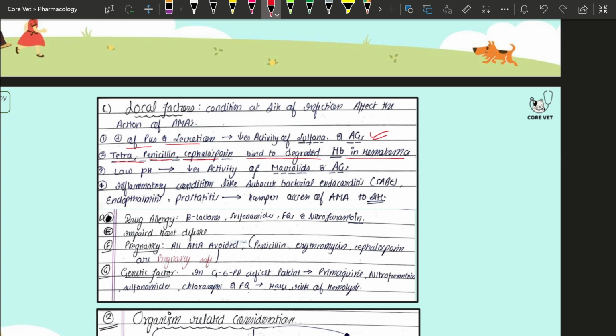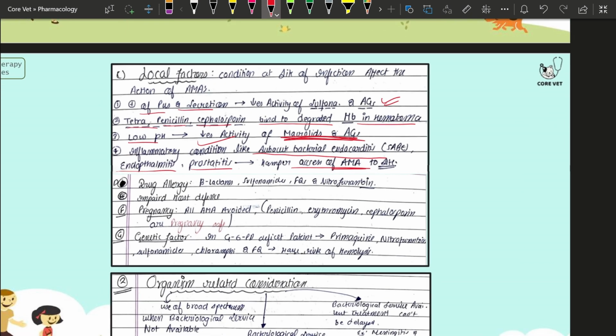At low pH, the activity of the macrolides and the aminoglycosides is reduced. In inflammatory conditions like subacute bacterial endocarditis, SABE, or endophthalmitis or prostatitis, it hampers the access of the AMA to those sites. So inflammatory conditions do affect the efficacy or the activity of a certain drug. There is drug allergy also. The beta-lactams, sulfonamides, and fluoroquinolones all show a certain amount of drug allergy.